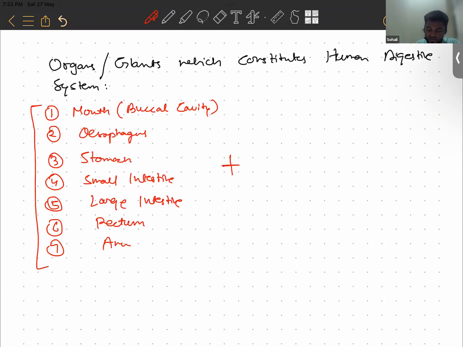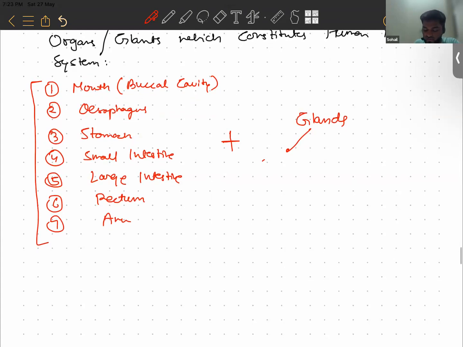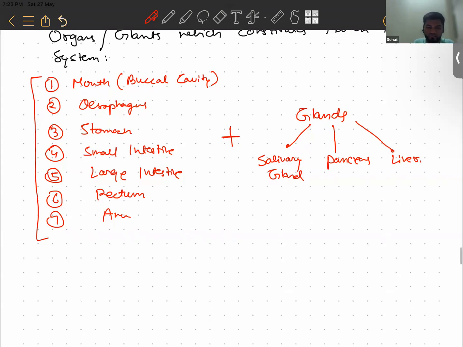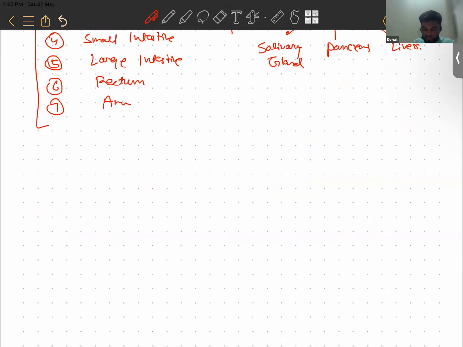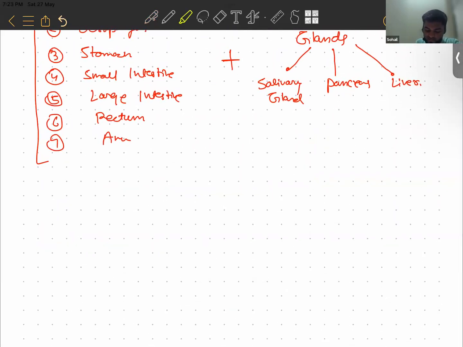And along with the alimentary canal, you have glands also. The main glands which you have to study are the salivary gland, the pancreas, and the liver. These are the three different glands which secrete their juices into the alimentary canal. Now, let's look at the location of these glands.